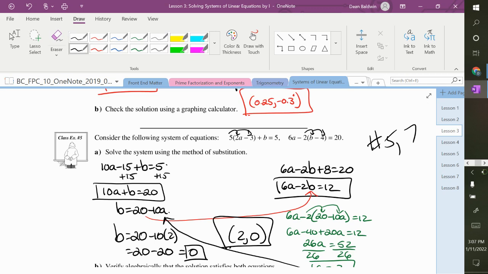Okay, if you've done those questions, I put the key to the back of this sheet that you got today in the classroom. So you can do those using substitution as well.